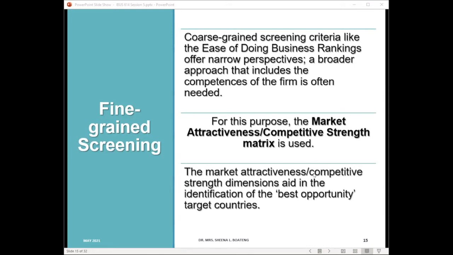Like I was saying, in terms of market attractiveness and competitive strength, there's a matrix that the firm has to build. By the end of that matrix, they'll be able to clearly determine whether this market is attractive enough to pursue and whether or not they have the strength to compete with the level of competition in this market that they have deemed attractive enough to look into.